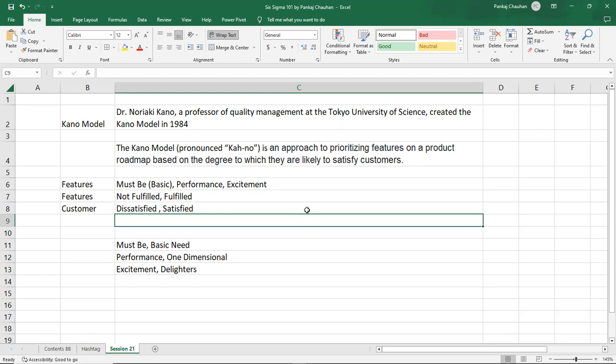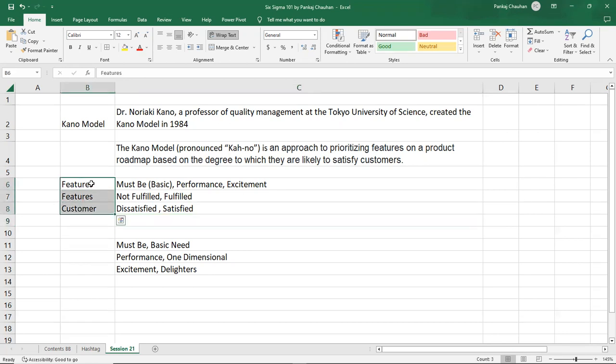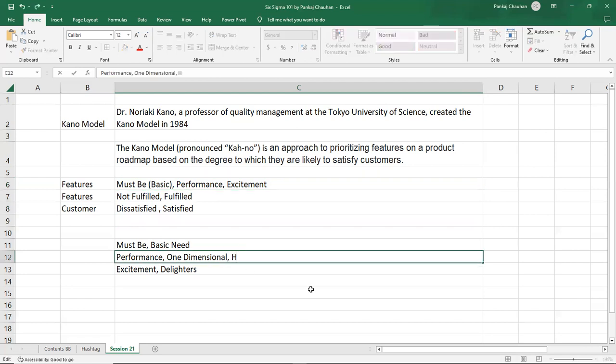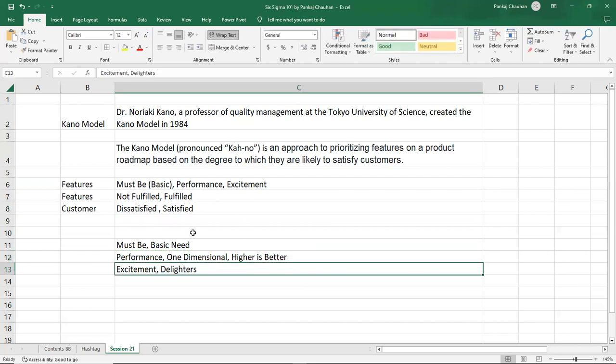And he came up with three things as an important part of the Kano model. One, the features. Features are again divided into three parts. One is the must-be or the basic need. Second, the performance need, which is one-dimensional, which we always call the higher-is-better. And the third one is the excitement need, the delighters, which means the customer is not expecting it, but if we provide it, the customer will feel wow. These are the wow requirements.